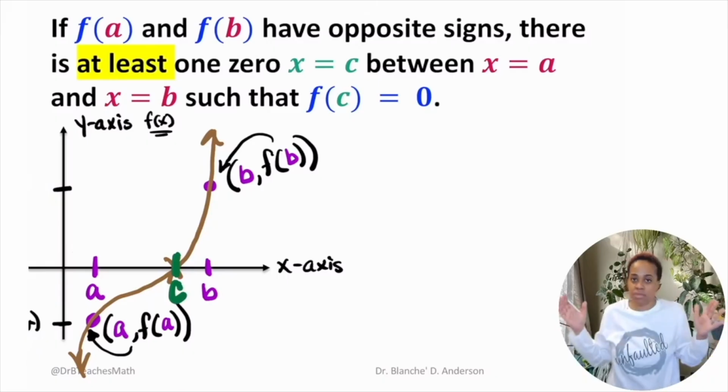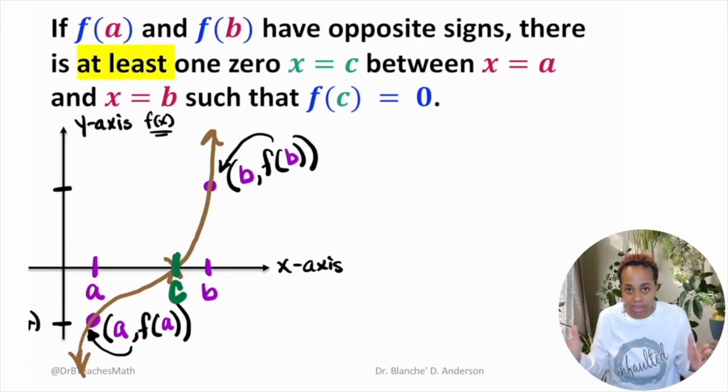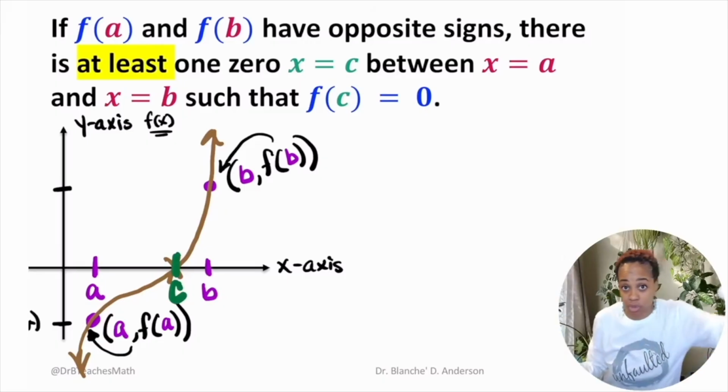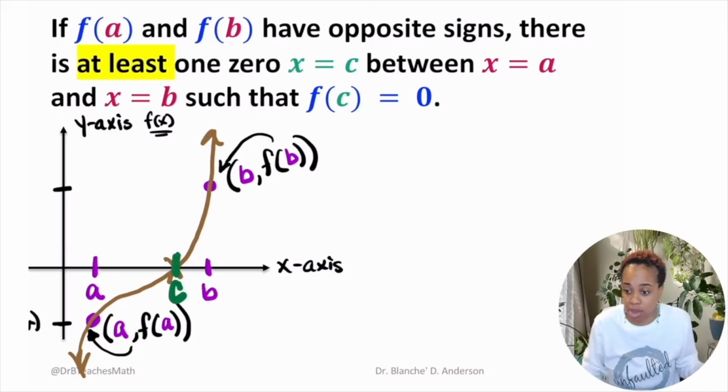That's all the intermediate value theorem is saying. If you have 2 points and you notice that this point gave me a positive y value and a different point on the x-axis gave me a negative y value, I crossed the x-axis somewhere. I don't know where. That's what all those other things will tell me, but that means I crossed the x-axis.